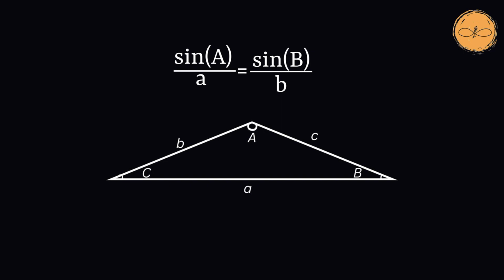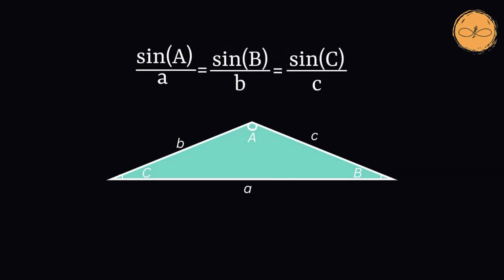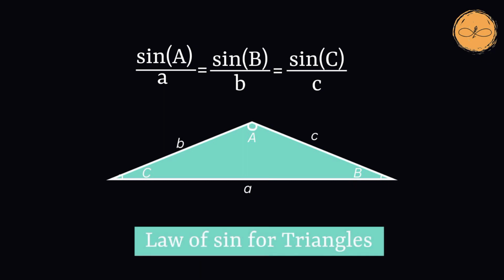When we couple this result with our first computation, we see that the sine of angle A divided by a is equal to the sine of angle B divided by b, and that equals the sine of angle C divided by c, where a, b and c are the side lengths of the triangle with opposite angles capital A, capital B and capital C respectively. This is known as the law of sines for triangles.